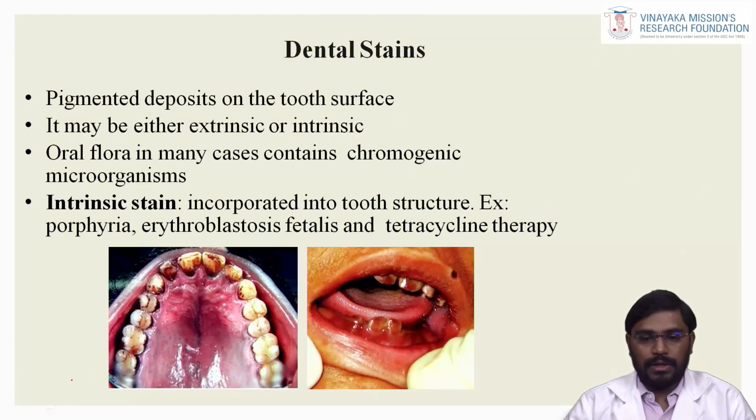Coming to the stains, dental stains are something we frequently encounter in clinical cases. Dental stains are pigmented deposits on the tooth surface. They may be either extrinsic or intrinsic. Oral flora in many cases contains chromogenic microorganisms. Intrinsic stains are incorporated into the tooth structure. Examples: porphyria, erythroblastosis fetalis and tetracycline therapy.